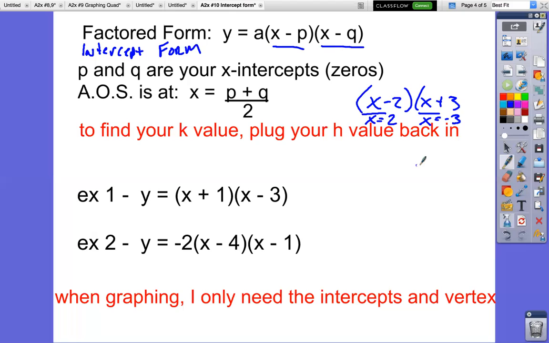So what this means, and we're going to go over all of this, is that if I had something like x minus 2, x plus 3, when I'm graphing it, that crosses the x-axis at positive 2 and negative 3. All right? Any questions?